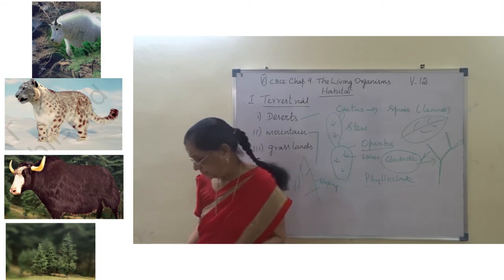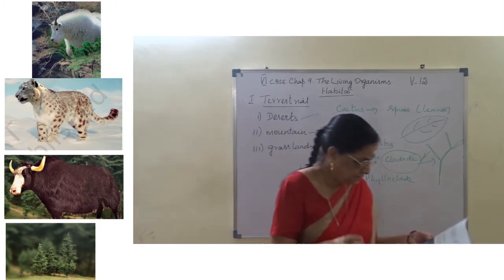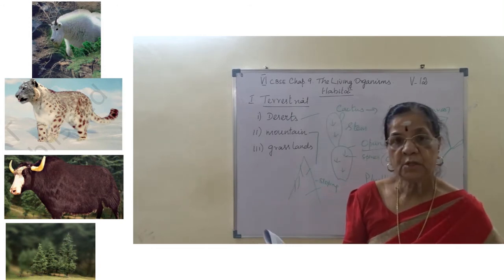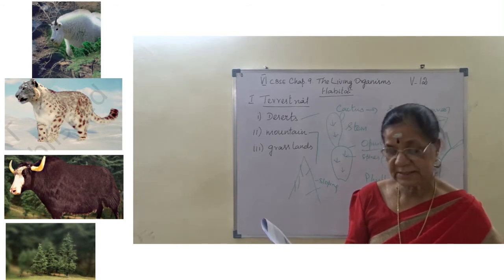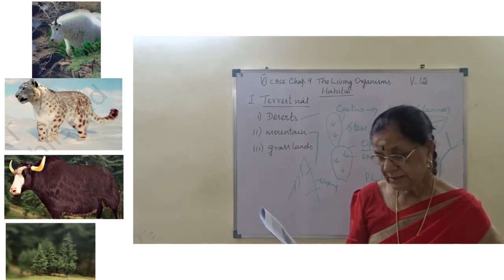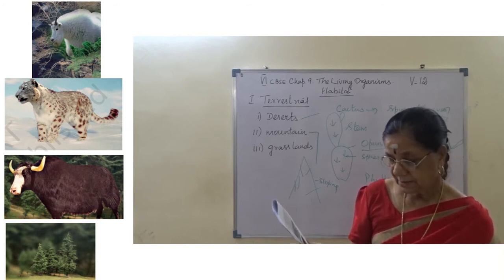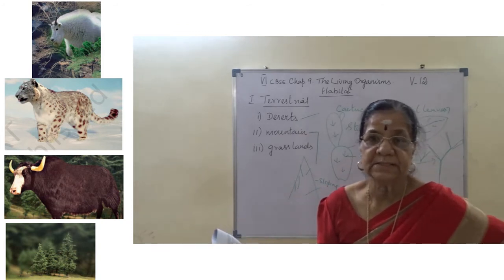This is the slope. So here, trees in the mountain regions are normally cone-shaped and have sloping branches. The leaves of these trees are needle-like, and it helps the rain water and snow to slide off easily.